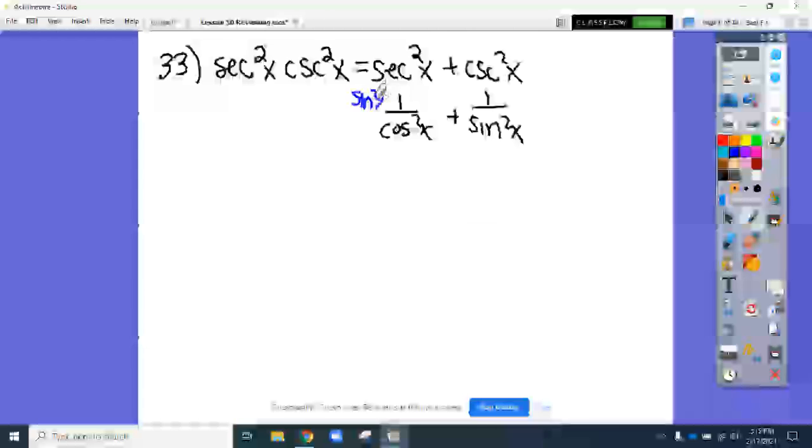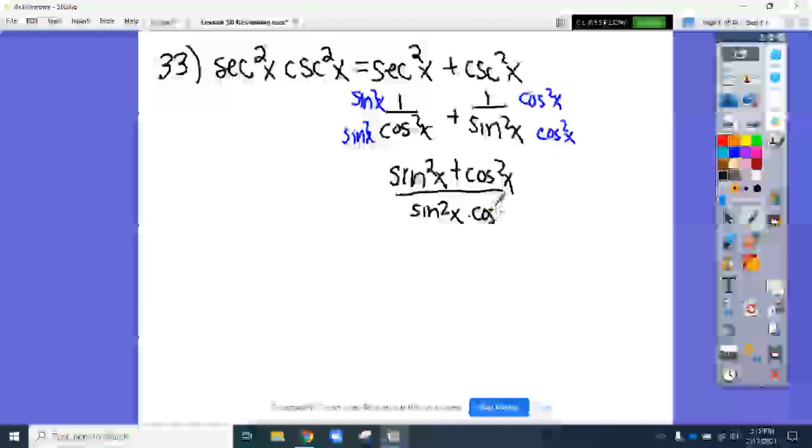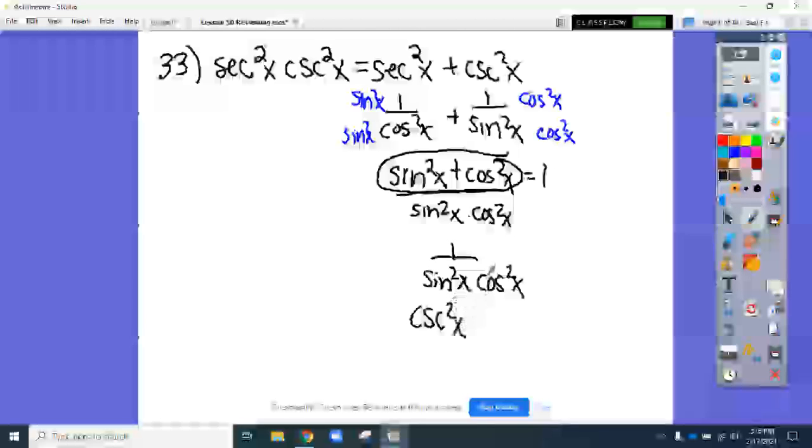So this needs the sine squared x, top and bottom. This needs the cosine squared x, top and bottom. What do I have then? I have sine squared x plus cosine squared of x over sine squared of x times cosine squared of x. Sine squared plus cosine squared is 1. That's a biggie. It comes up a lot. 1 over sine squared x times cosine squared x. That is 1 over sine is cosecant. 1 over cosine is secant. So I got what I needed.